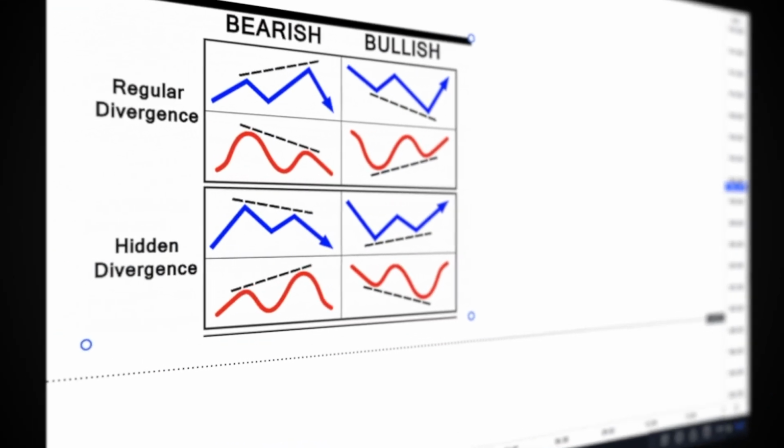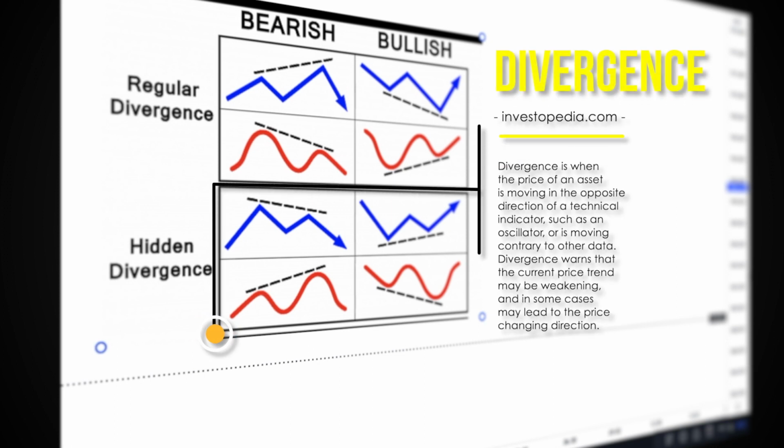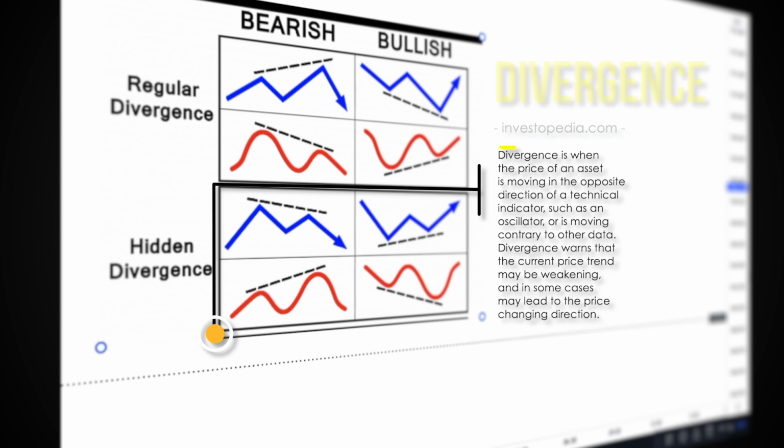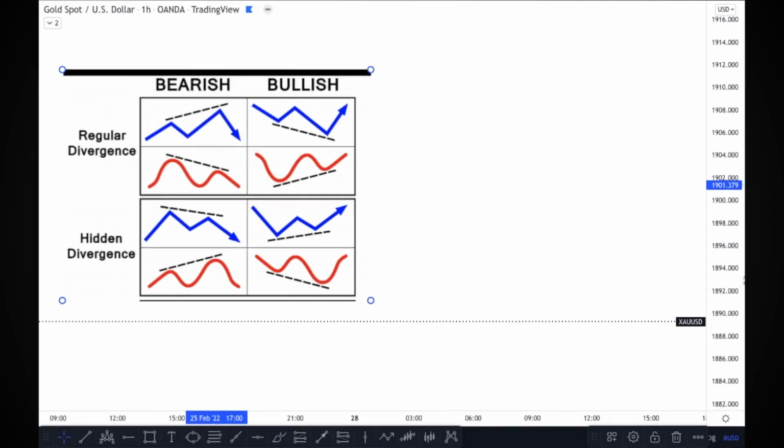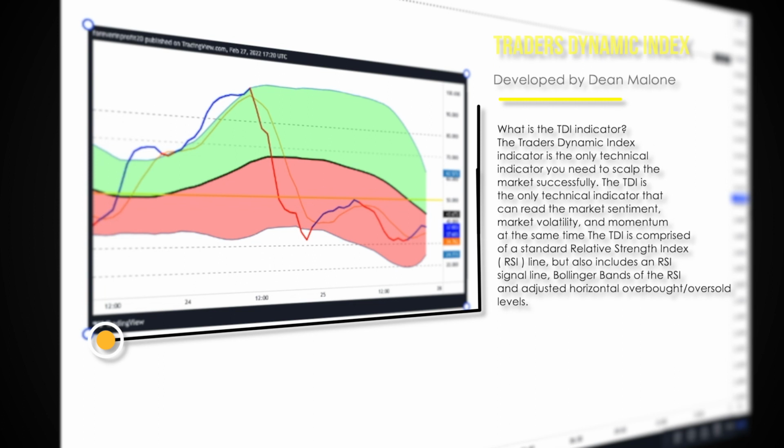So people might be asking, what is divergence? The next thing you might be asking is, what is a TDI? Well, this is the TDI and who it's been created by.